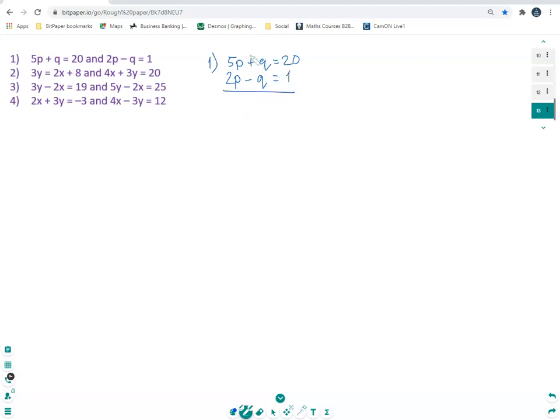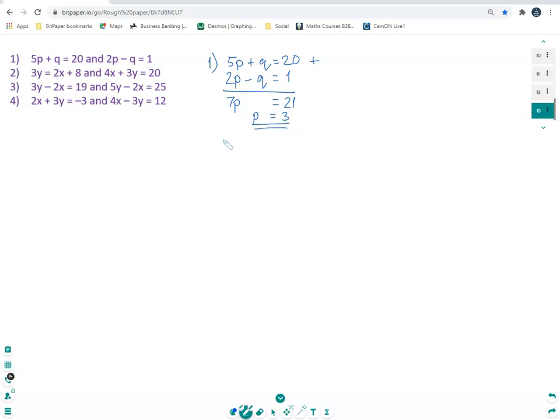It's the q's that match and they have opposite signs, so we need to add. So 5p plus 2p gives us 7p. q plus negative q gives us 0, and 20 plus 1 gives us 21. If 7 p's are 21, then p must be 21 divided by 7, which is 3.